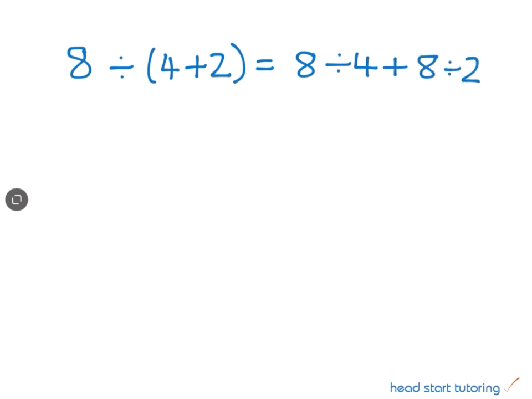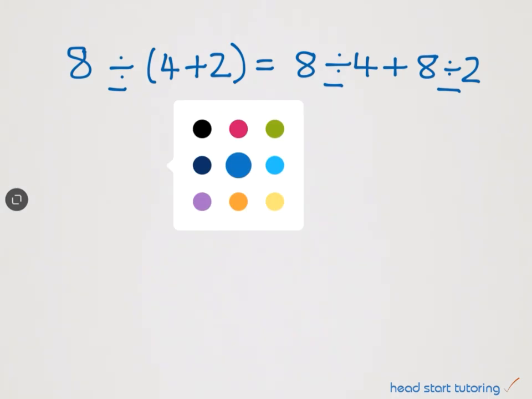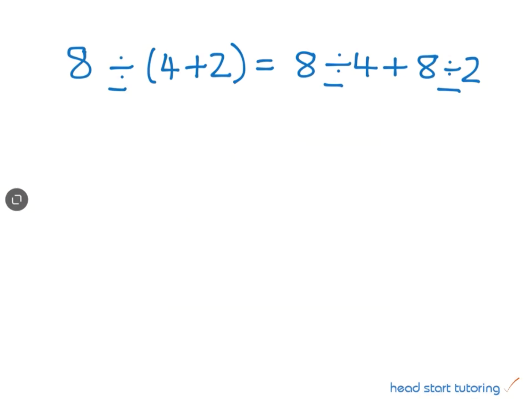Let's have a look at the distributive law when we are dividing. Let's have a look at the left-hand side first. We've got 8 divided by 4 plus 2, which is equal to 6. And then we've got 8 divided by 4, which is equal to 2, plus 8 divided by 2, which is equal to 4.